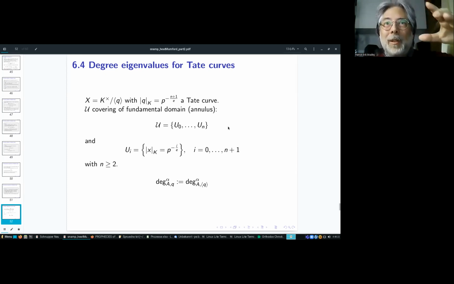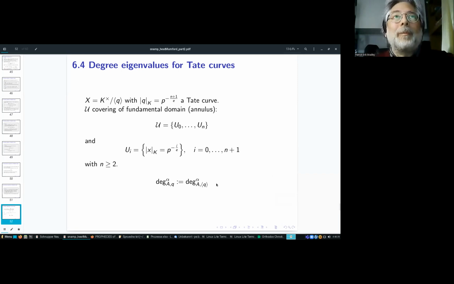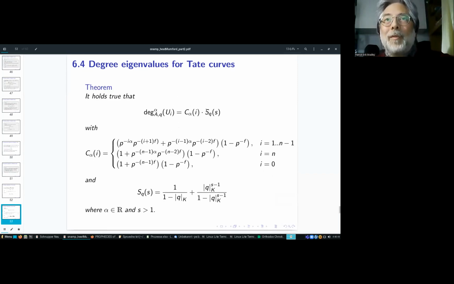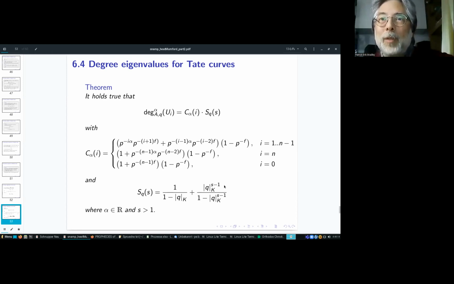Any annulus, its k-rational points, is a disjoint union of circles where the radii vary, circles centered in 0. And the degree we'll write with index q instead of the group generated by q. And the theorem is that the degree is just a product of something that depends only on the patch U_i and on alpha, and then S_Q of s. So S_Q of s is just a sum of a geometric series. This comes from calculating the degree or the integrations that you have, everything summing over group elements, but you have just one element that generates the group, so that means you get geometric series of powers of Q to the power of something, either to the s minus 1 or just alone. And the other factor just comes from the degree.